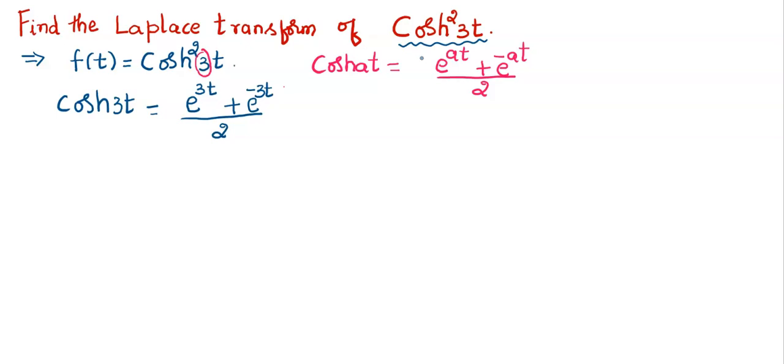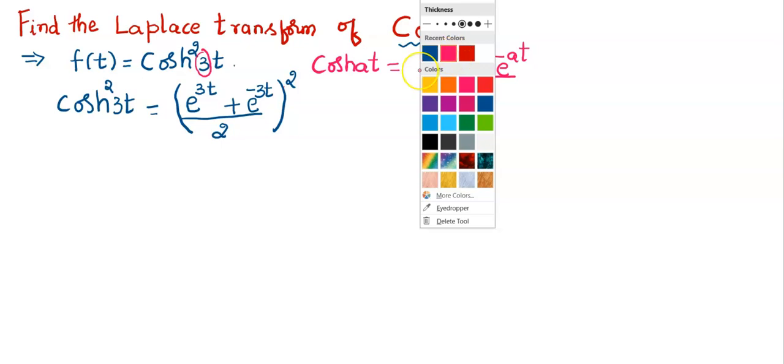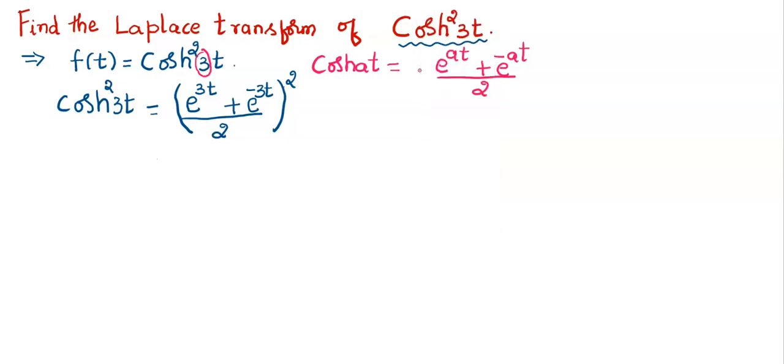But in the given function, we have cosh squared 3t. So therefore, we have to square on both sides. So cosh squared 3t will be changing as e to the power of 3t plus e to the power of minus 3t by 2 whole square. Now, we have to analyze it. Which standard formula can we apply?